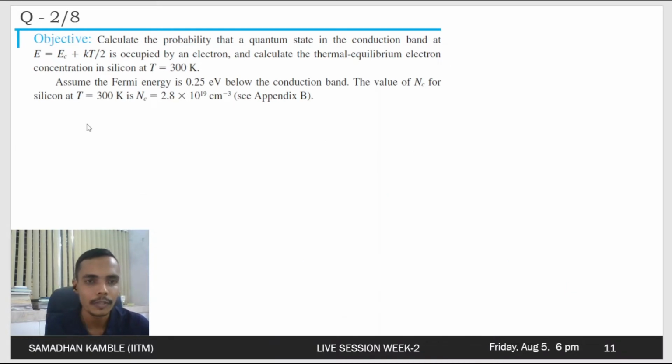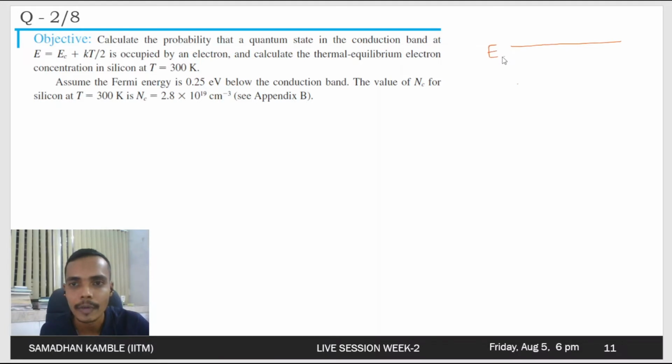Okay, so question number 2 is as follows. It says: calculate the probability that a quantum state in the conduction band at E equal to EC plus kT by 2 is occupied by an electron, and calculate the thermal equilibrium electron concentration in silicon at T equal to 300 Kelvin. We can picturize this as follows.